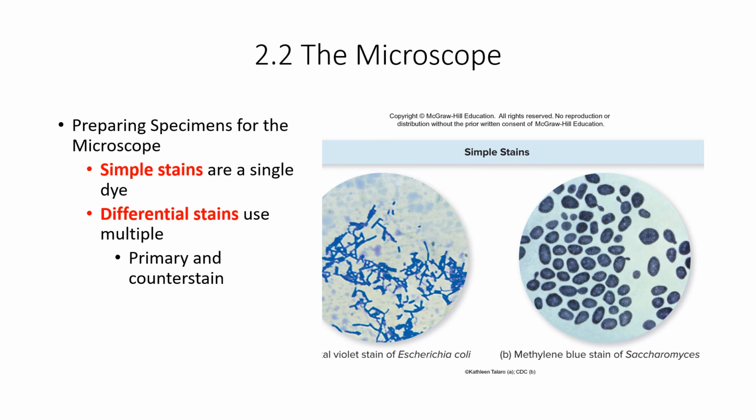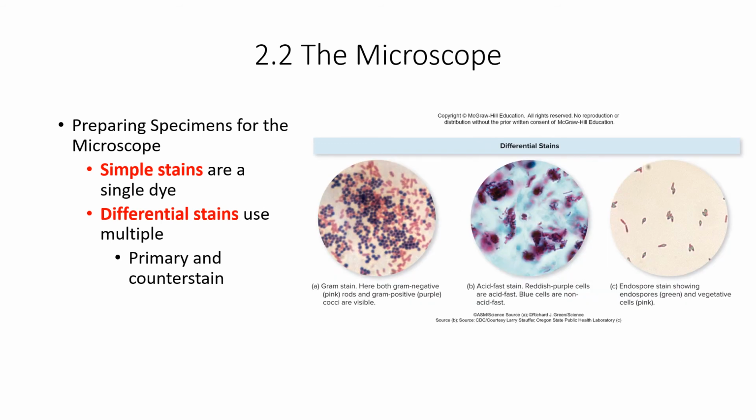You look over on the right there, methylene blue, staining Saccharomyces, yeast. You can see the shape of the individual yeast cells. Heck, you can see up here, some of them are reproducing, budding. You can see the shape, but that's about it. Differential gives you different abilities. So, simple stains, single dye, tells you just basically the shape.